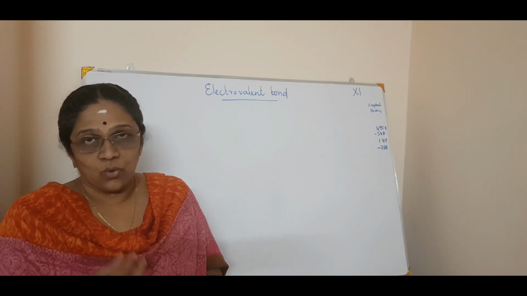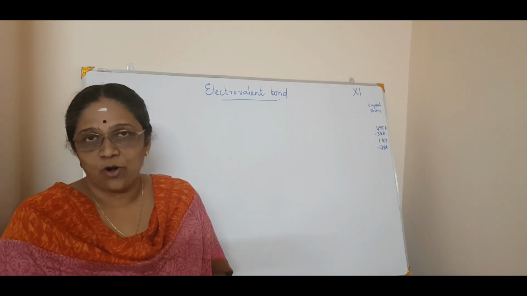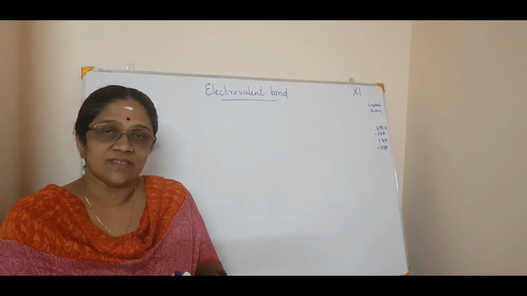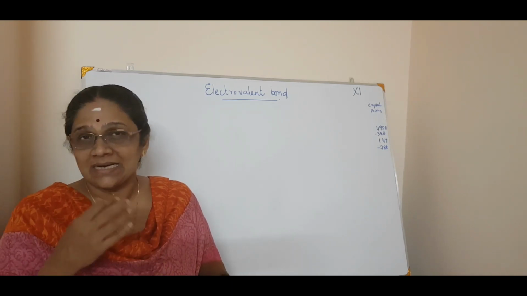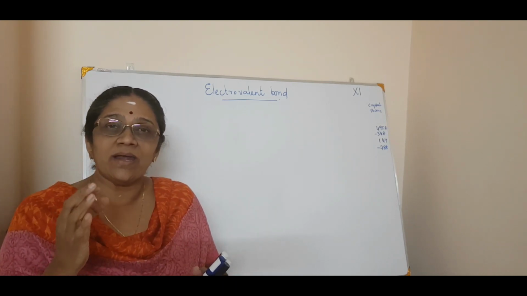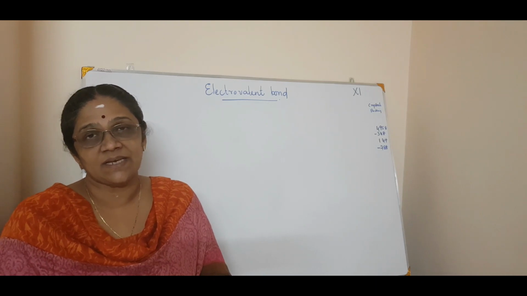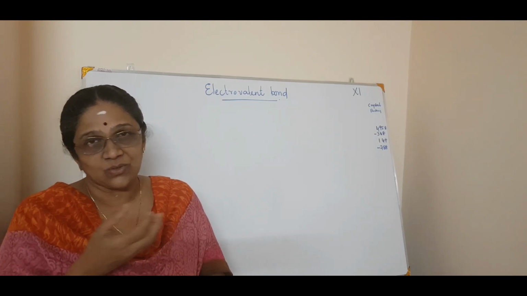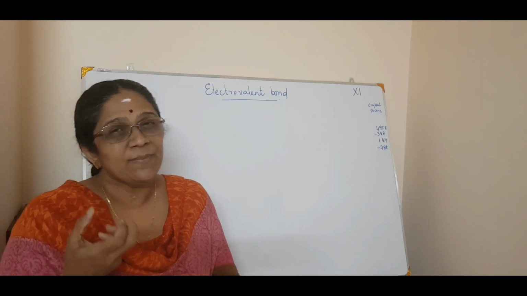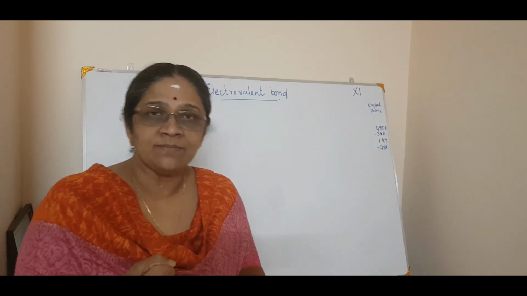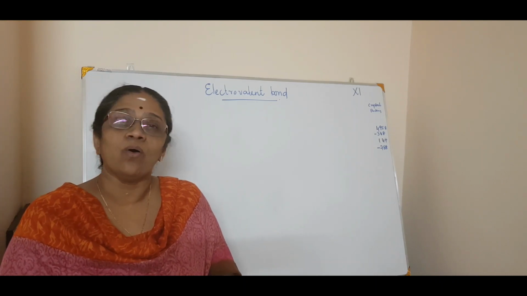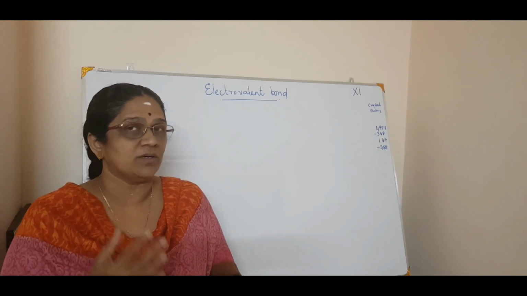So you know how an ionic bond is formed. From the earlier classes you have seen an ionic bond or an electrovalent bond is formed by the transfer of electrons from one atom to another atom, isn't it? So there is a strong electrostatic force of attraction between the atoms. So that bond is called an electrostatic bond, or you call it an ionic bond.